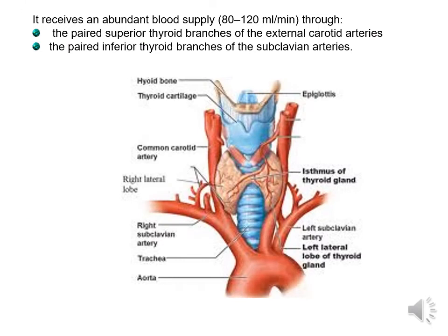It receives an abundant blood supply, between 80 to 120 ml per minute. So the blood supply of the thyroid gland is through these arteries: the paired superior thyroid, a branch of the external carotid artery, and the paired inferior thyroid, a branch of the subclavian artery. We have the blood supply from two sources, from the external carotid artery and from the subclavian artery. So there is anastomosis between these two arteries through the superior thyroid branch and inferior thyroid branch, on the right and left.